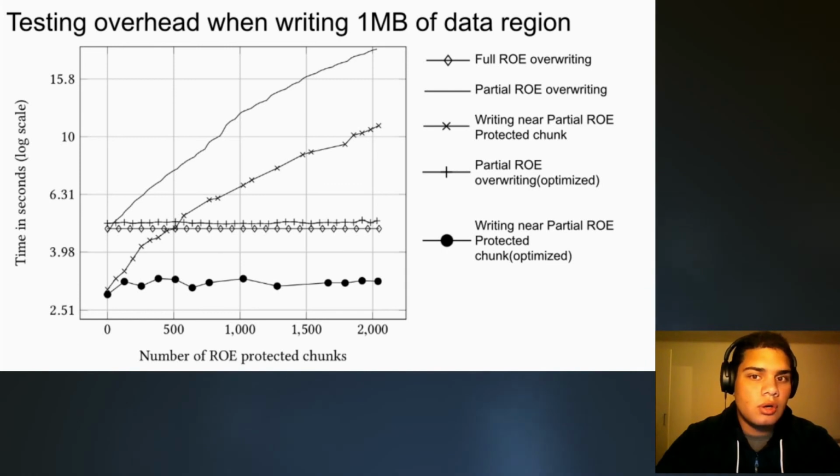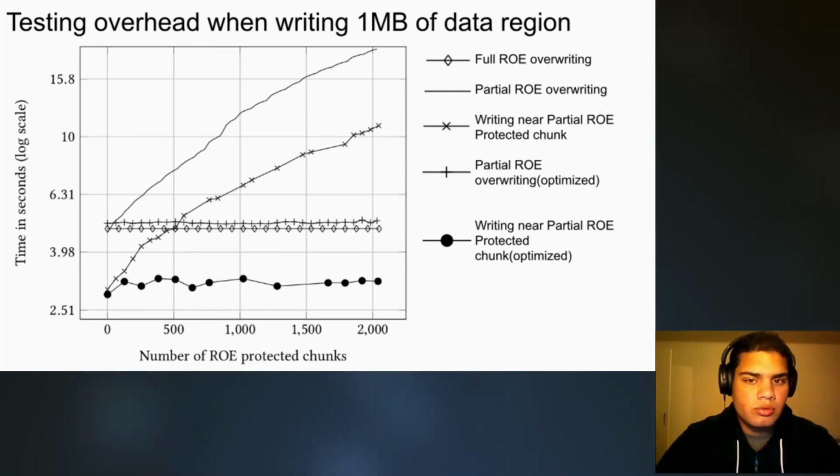As for full ROE, write operations, even when they are slow, don't matter because they shouldn't happen at all. I mean, if they're happening, there must be an attack going on or someone trying to insert a rootkit. Same for the partial ROE protected memory.